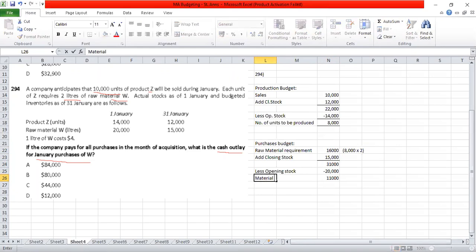Material to be purchased. So once they purchase the material, they make the payment in the same month. All the material which is purchased in a month is expected to be paid in the same month. If the company pays for all the purchases in the month of acquisition, what is the amount of cash outlay? What is the cost of this material which is purchased? The cost of material which is purchased is at 1 liter of W cost 4. So cash outlay is equal to 11,000 into 4, which is equal to 44.